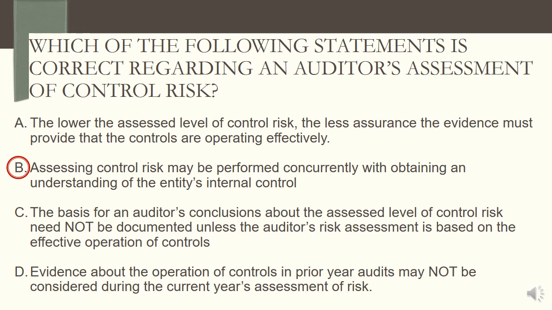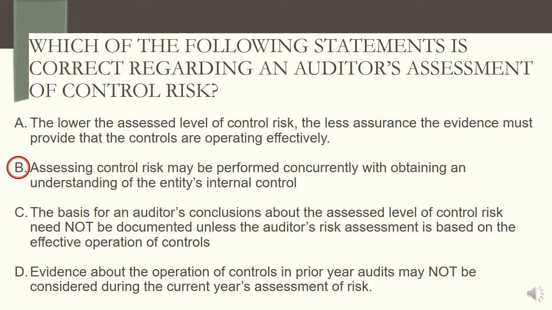If you're assessing the control risk as low, that means that you have a high level of faith in the controls. So you don't need to do as much substantive testing. But the evidence that you do collect must still support that the controls are operating effectively. You still need compelling assurance, even if the control risk is low.